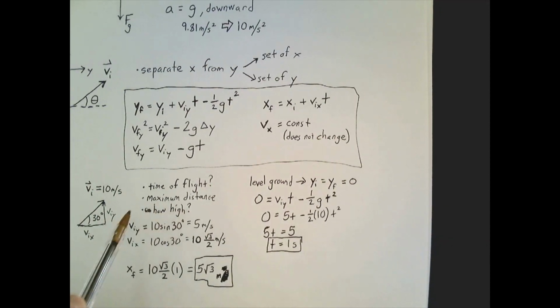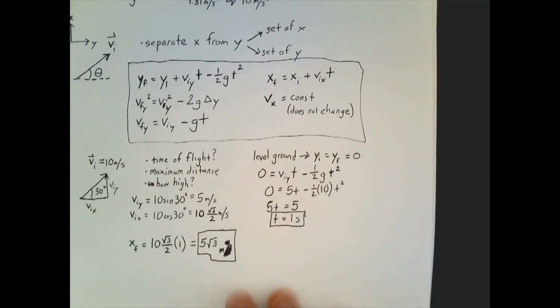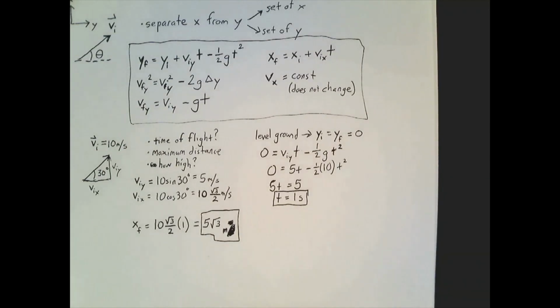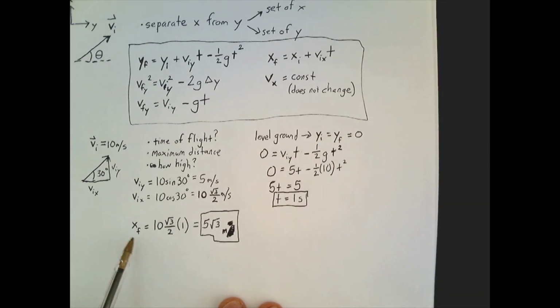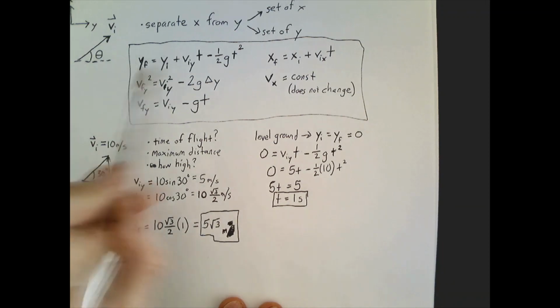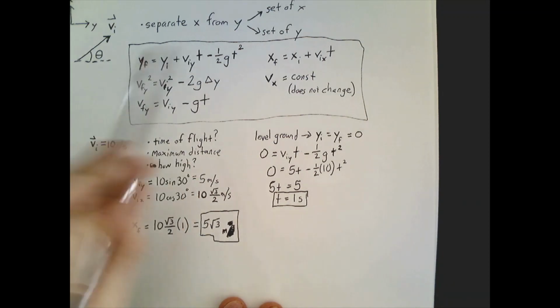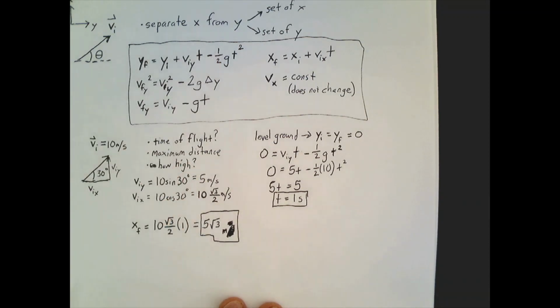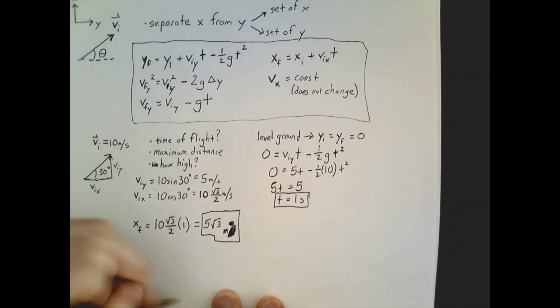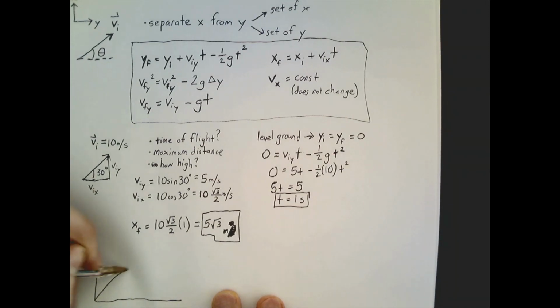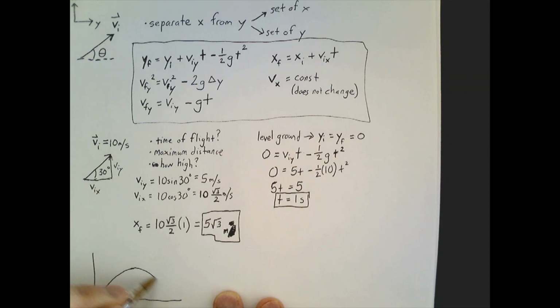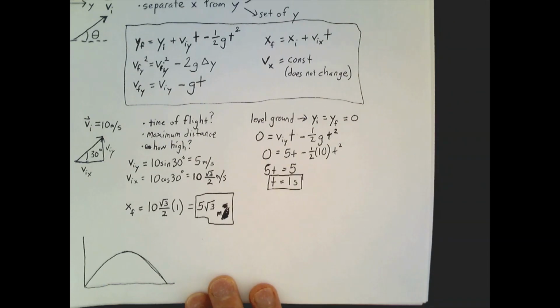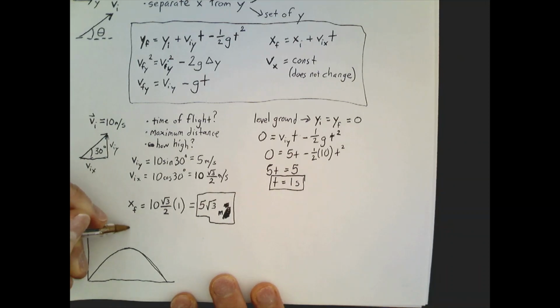So we found the maximum distance, and we can also figure out how high the ball will go. Instead of looking at xf, we can look at the y. We want to figure out how high it goes at its maximum height. So the trajectory of a projectile: what comes up must go down, so it goes up in a parabolic arc and eventually falls back down to the ground. Because it is a parabola, this graph is completely symmetric.